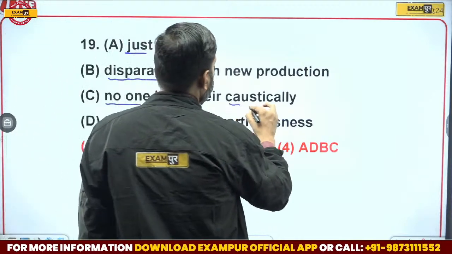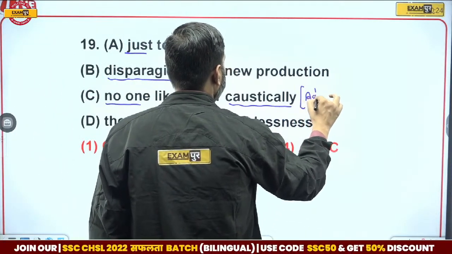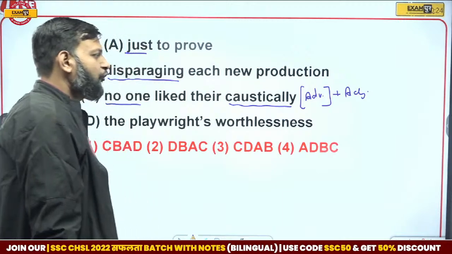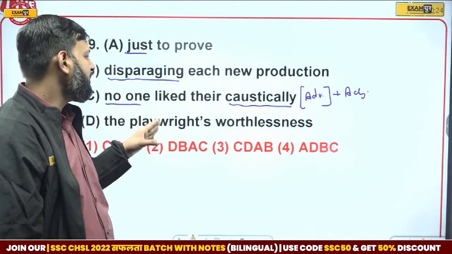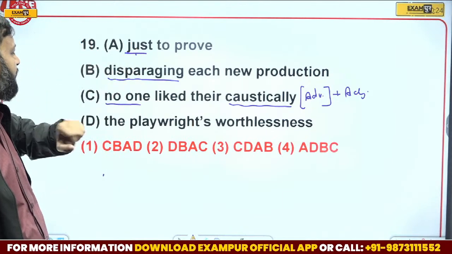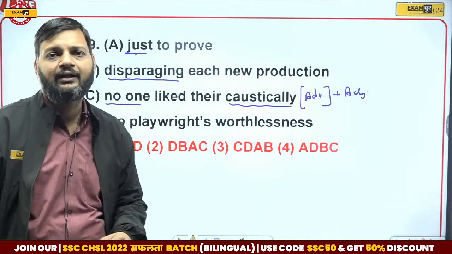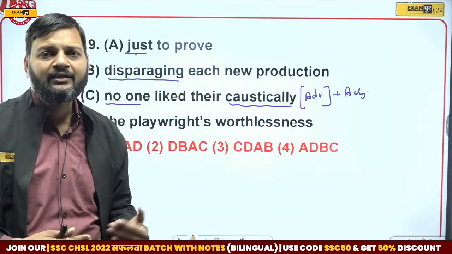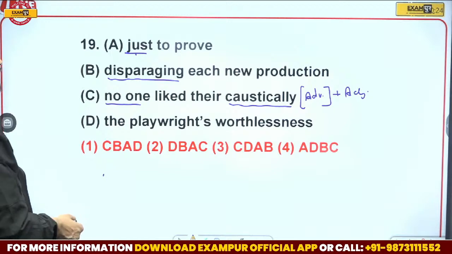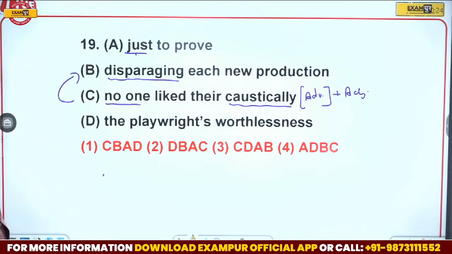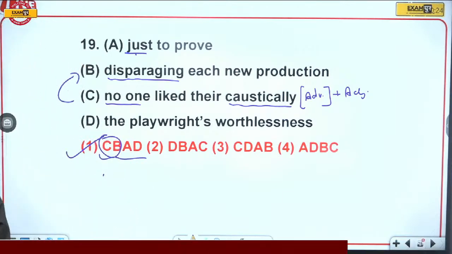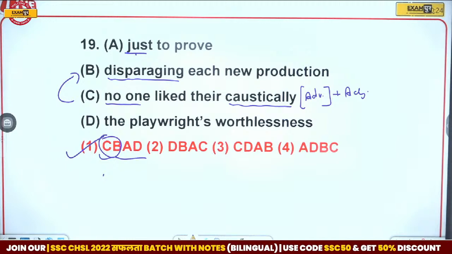Now, if you know the placement of parts of speech accurately, you can easily solve such questions. As you can see, caustically is an adverb. An adverb is placed before an adjective. So if you want to settle any sentence after C, it should start with an adjective. But here, just is also an adverb, and the playwright is a noun. An adverb cannot modify a noun; it should modify an adjective. So disparaging is the adjective, and C should be followed by B. Only one option has C followed by B. So CBAD is the right answer.